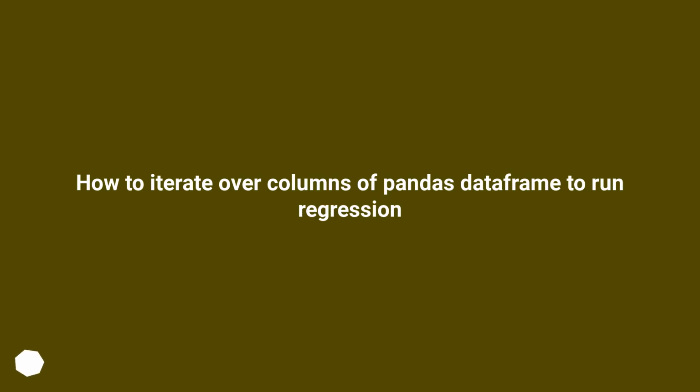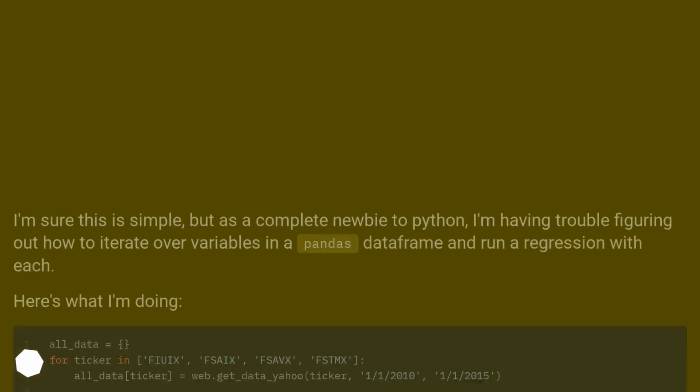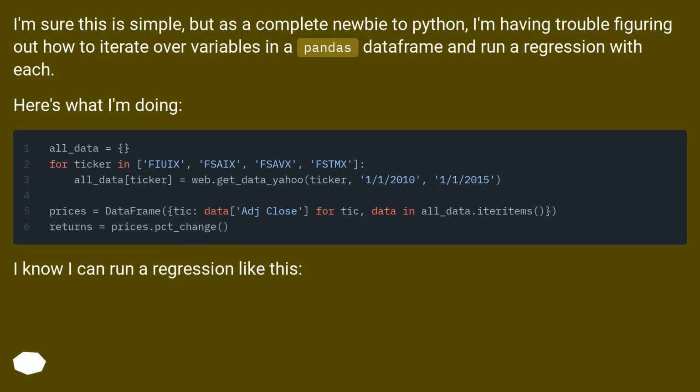How to iterate over columns of pandas data frame to run regression. I'm sure this is simple, but as a complete newbie to Python, I'm having trouble figuring out how to iterate over variables in a pandas data frame and run a regression with each. Here's what I'm doing.